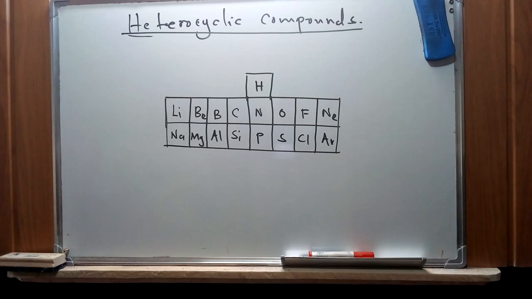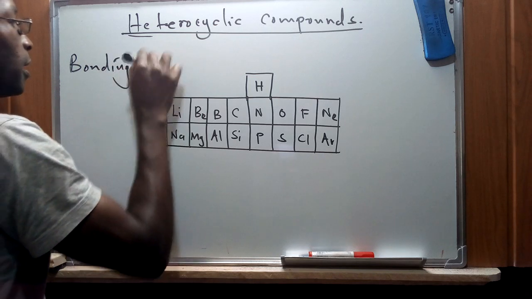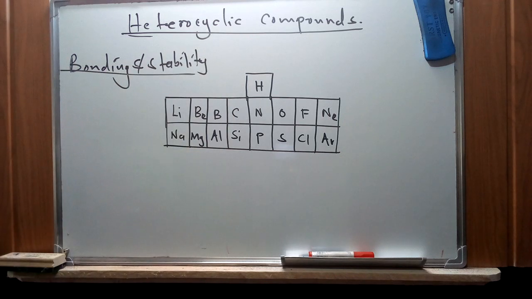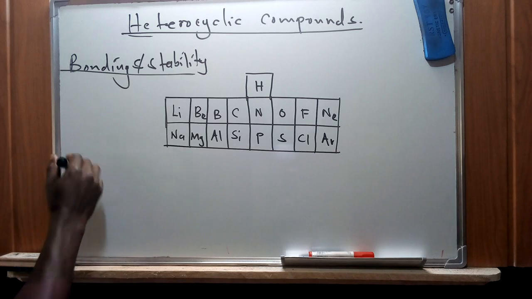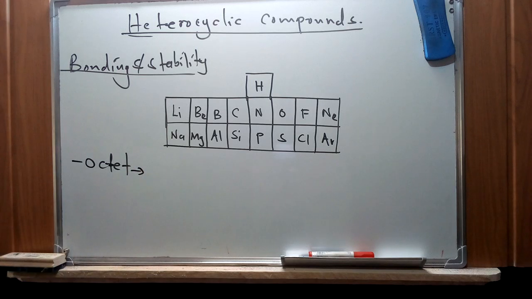Now basically this is going to give us an illustration about the concept of bonding and stability that we have already discussed in some of our videos, but we're just going to have a quick recap to help us understand this concept of heterocyclic compounds. When we were talking about the octet rule, this is a rule characteristic of elements or ions whereby they acquire electrons in their valence shell or lose electrons in the valence shell in order to attain what we call stability.